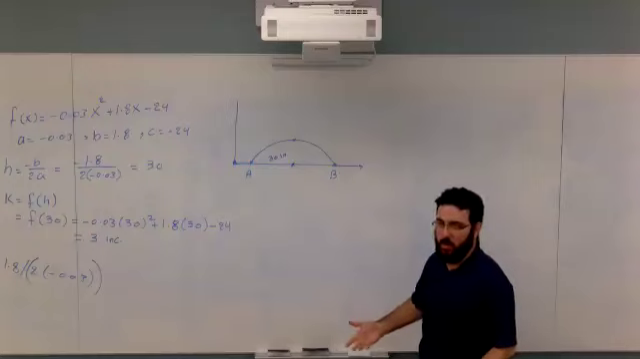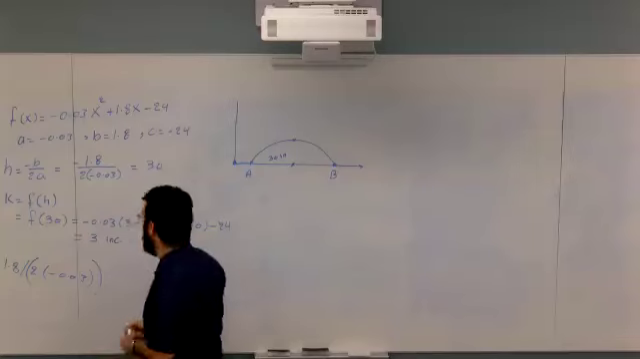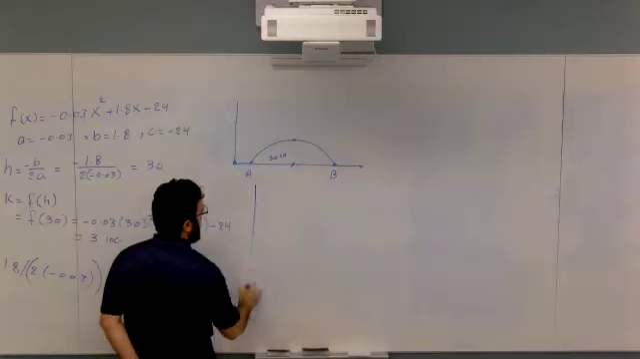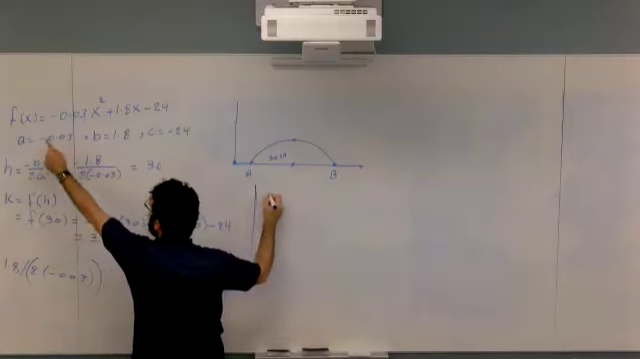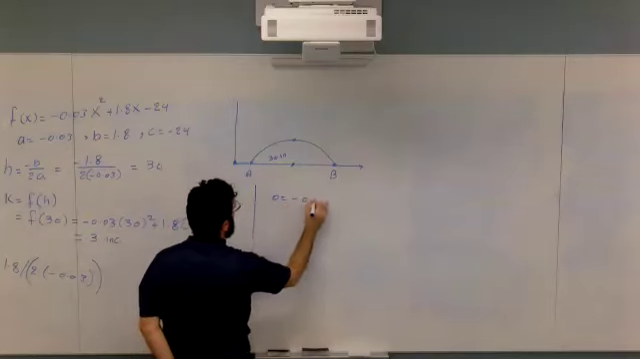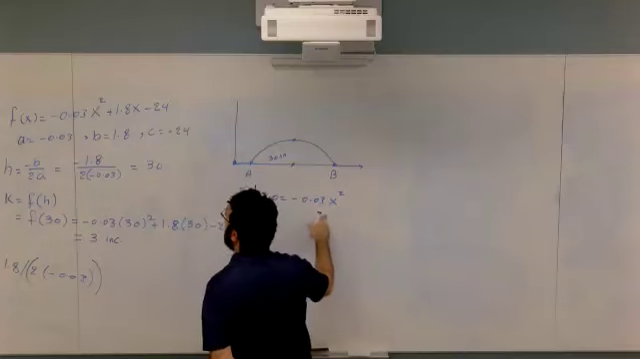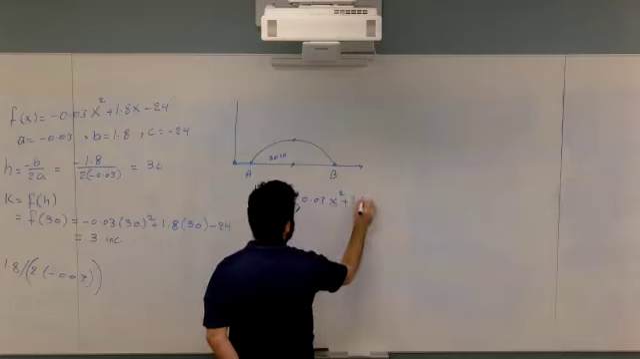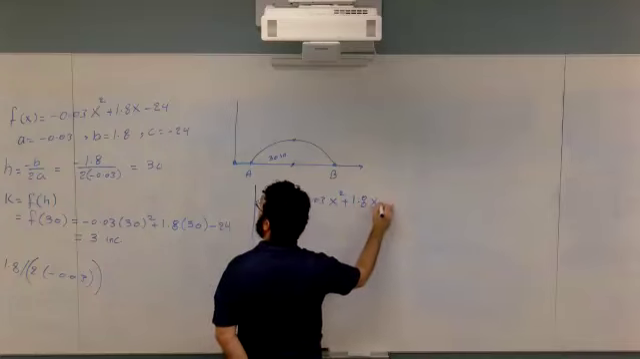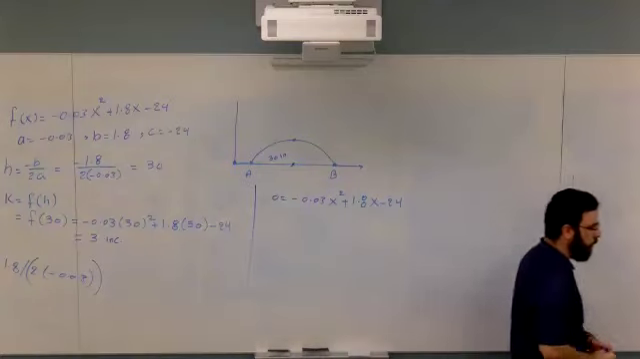So plug in y equals 0. I have this function, plug in 0 here. So 0, the x-intercept, so 0 is going to be equal negative 0.03 x squared plus 1.8x minus 24. Now here is the important part. How are you going to solve it?